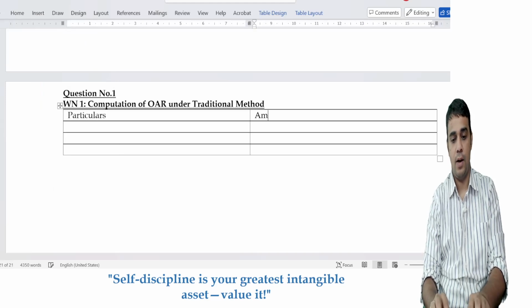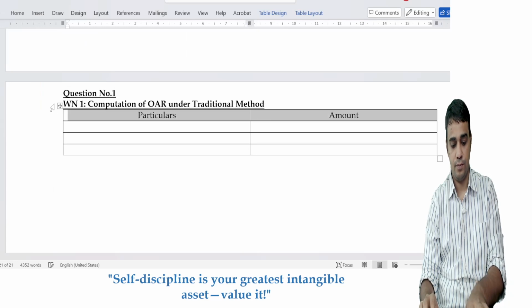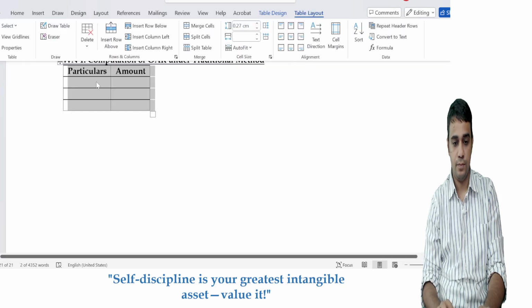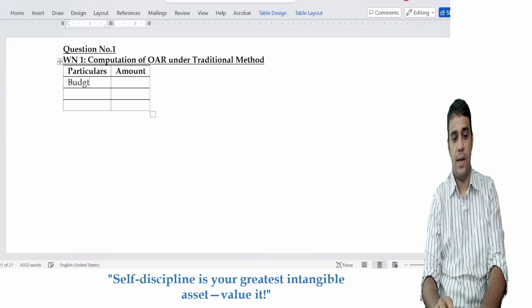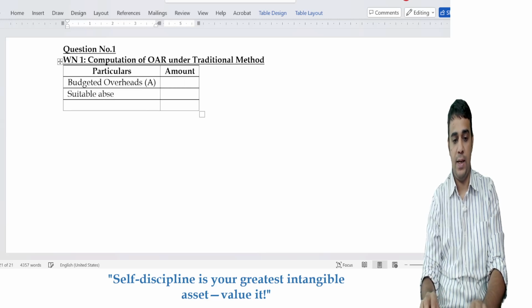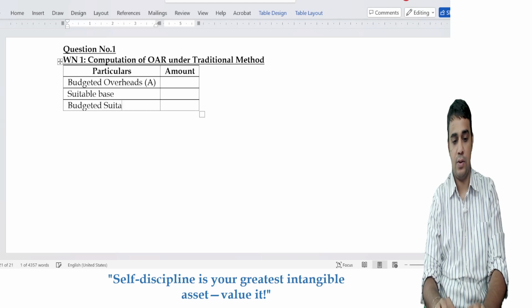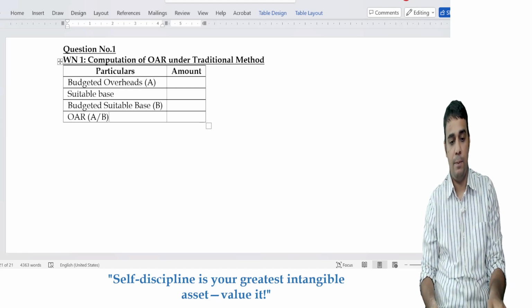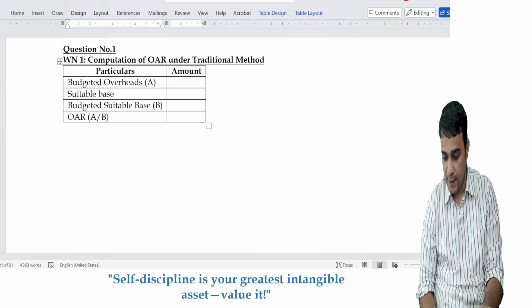Under traditional method: particulars, amount, budgeted overheads, suitable base, budgeted suitable base, OAR, A by B.